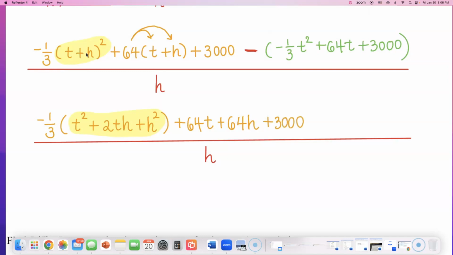All right, let us distribute this negative sign. If you distribute this negative sign in front of the parenthesis, everything inside will switch sign. So this negative 1/3 t squared will turn into plus 1/3 t squared. Plus 64t is now minus 64t. Plus 3,000 is minus 3,000 now.